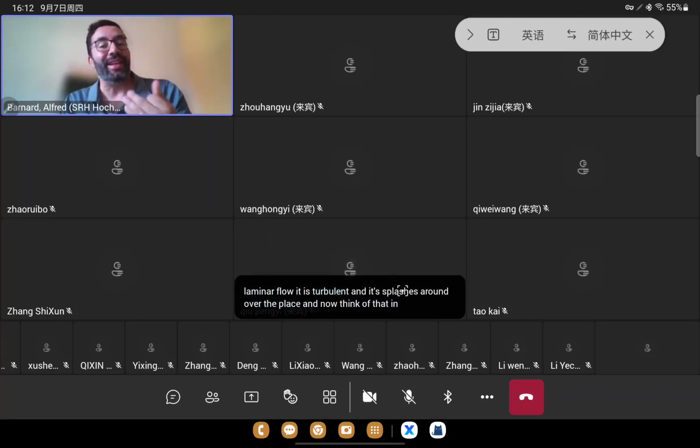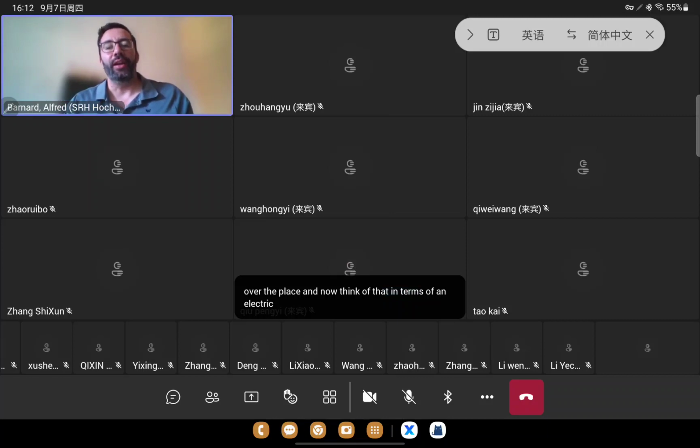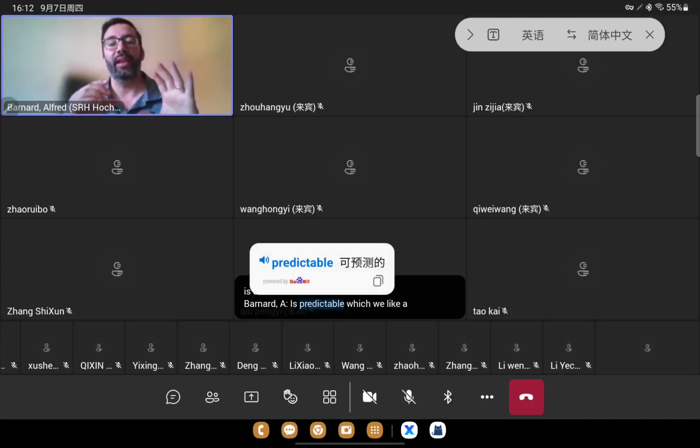Now think of that in terms of an electric signal. Now our electric signal, when the pipe is smooth, is predictable, which we like a lot.